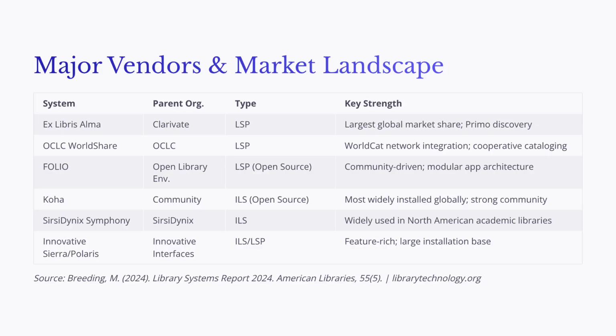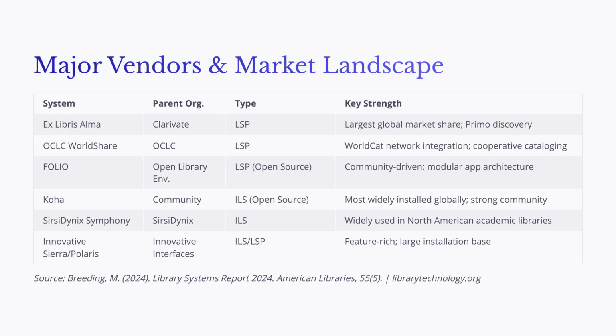Folio is the interesting one. It is open source, built by a community of libraries and vendors through something called the Open Library Environment. It is newer and still maturing, but several major institutions have adopted it. Think of it as the community-driven alternative to the big commercial platforms.